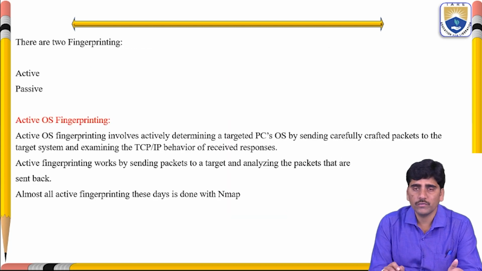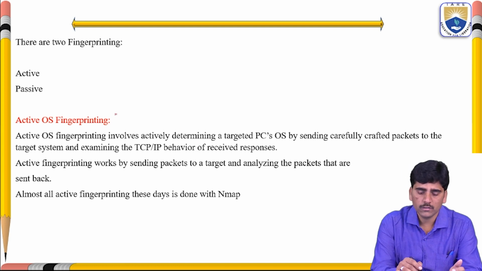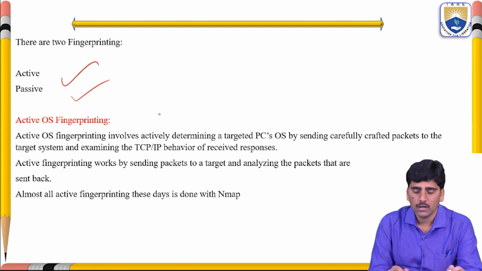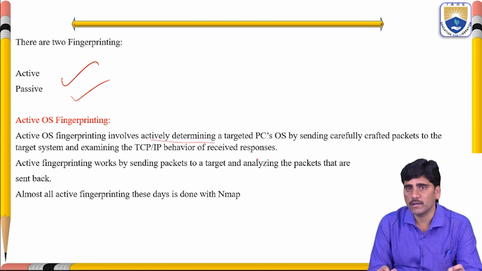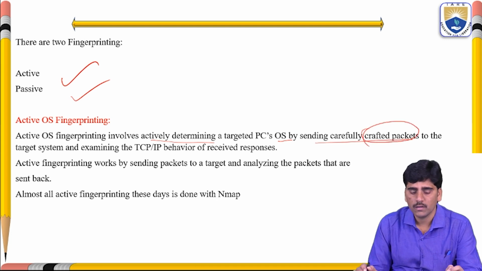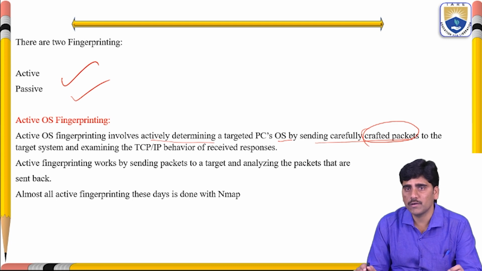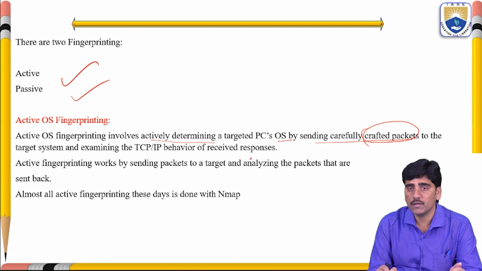And there are two types of fingerprinting: one is active fingerprinting, the second one is passive fingerprinting. Active OS fingerprinting involves actively determining a targeted PC's OS by sending carefully crafted packets to the target system and examining the TCP/IP behavior of the received responses.